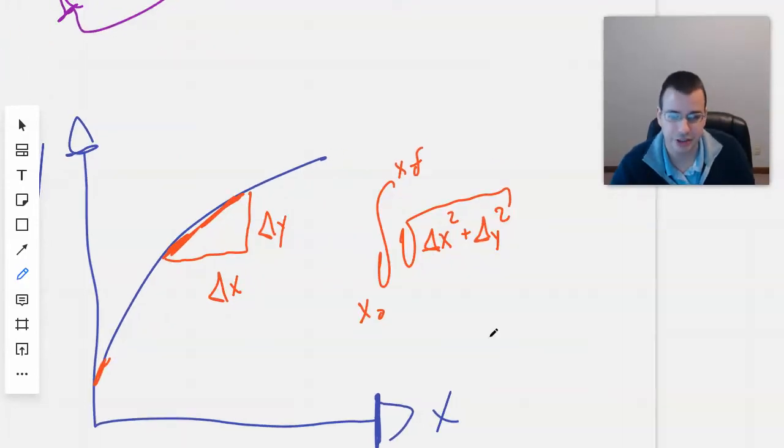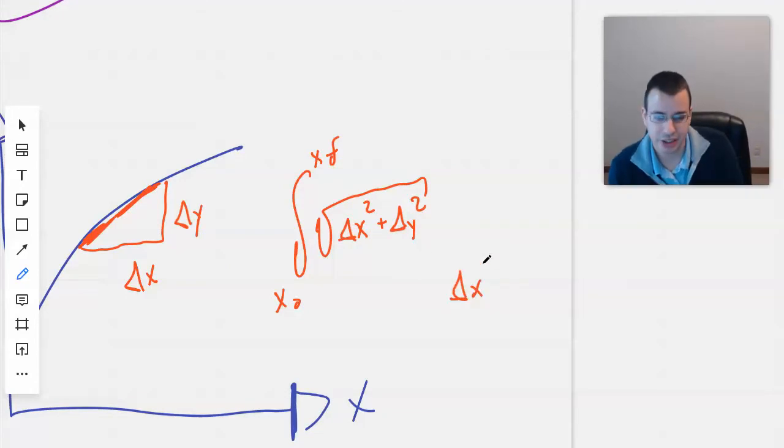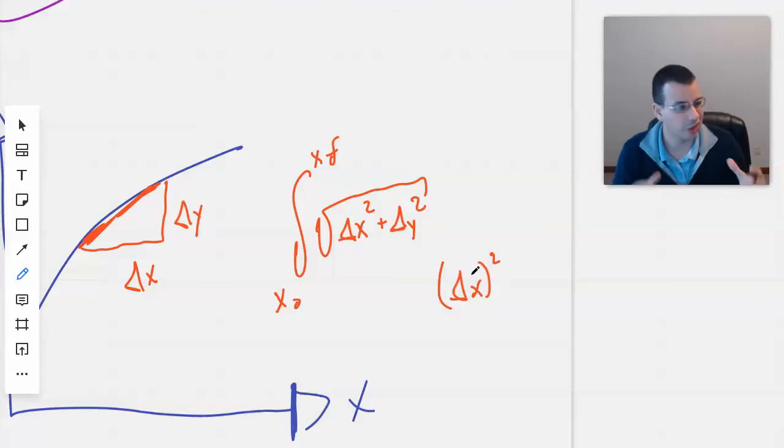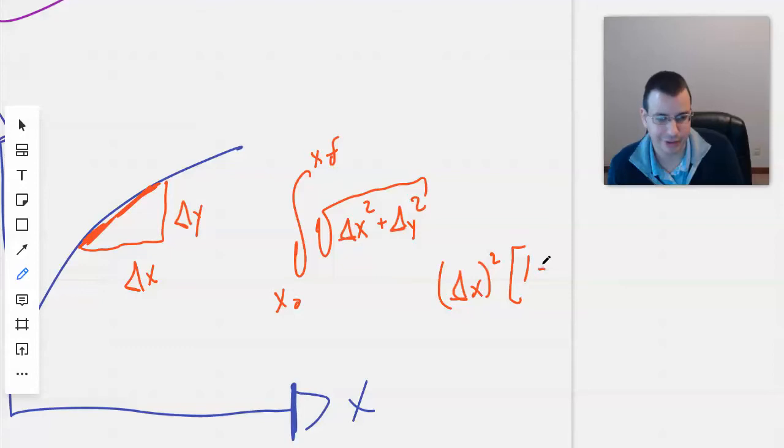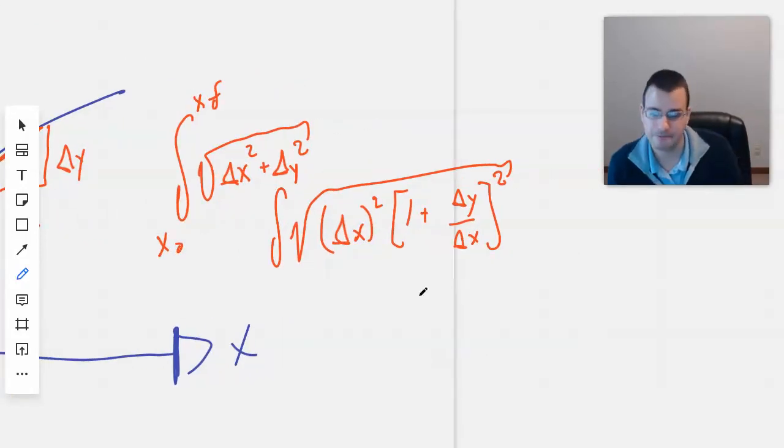Now your thought process is, all right, we've got these dx's and dy's, what do we do with that now? What we're going to do is rewrite it as dx quantity squared. I should have been more specific. I was not. So what we do is we factor out delta x squared. Still have our integral. I'm going to leave off the limits of integration for now.